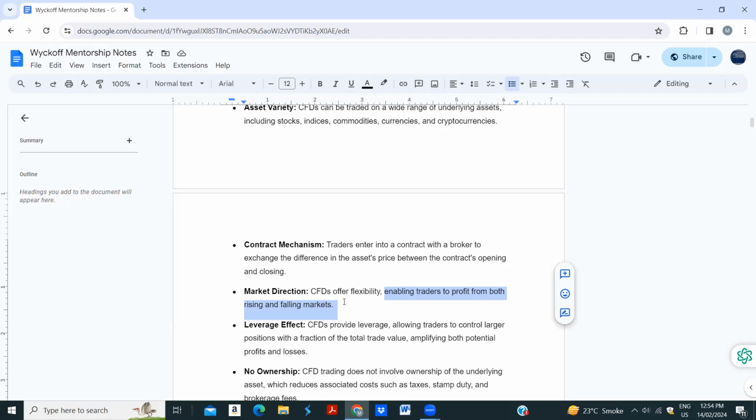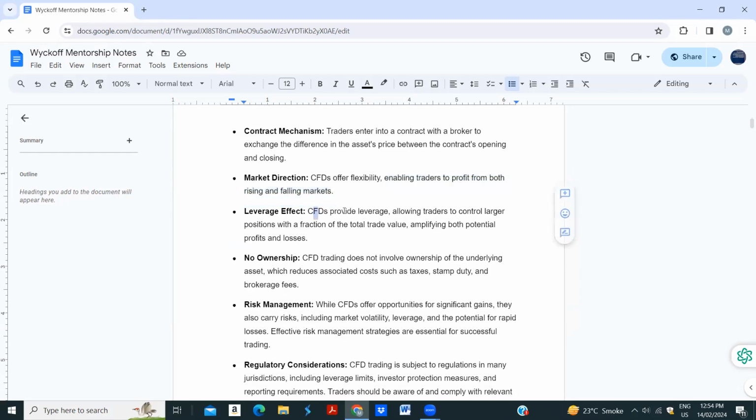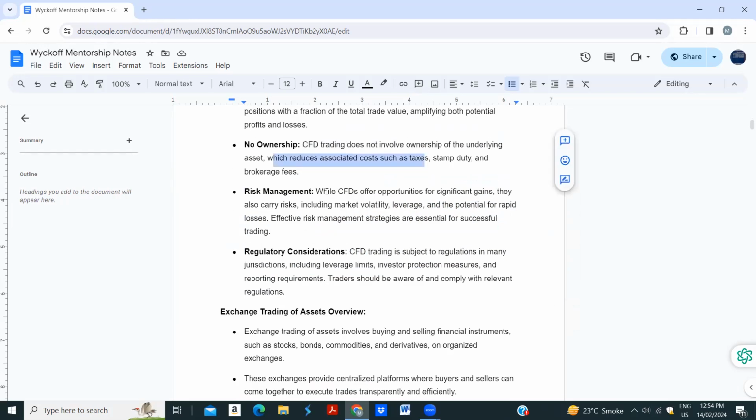That's it. Leverage effect. CFDs provide leverage, allowing traders to control larger positions with a fraction of the total trade value, amplifying both potential profit and losses. We have already covered this. No ownership. There is no ownership in the CFDs market, just like the forex market. And since there is no ownership of the underlying asset, this reduces the associated costs such as tax, stamp duty, and brokerage fees.